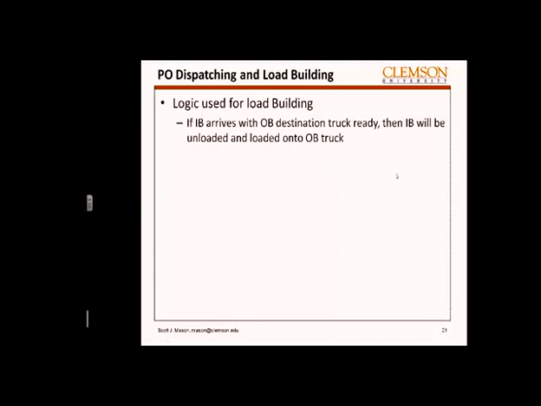So if an inbound trailer arrives and an outbound destination truck is ready, we're going to do the cross-dock. We're going to offload the inbound and take it right over to the outbound truck. Now, this is assuming the outbound truck has capacity available, because just because it's ready, if it's already too full, we can't overload the truck, obviously.